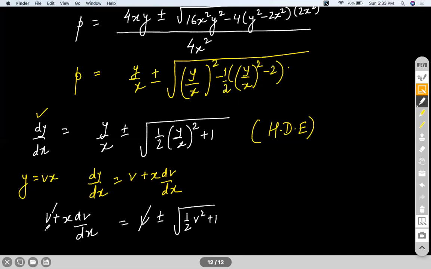Okay, v and v will get cancelled off, giving you x dv by dx is equal to under root of v square by 2 plus 1. Of course, a plus minus term will come.